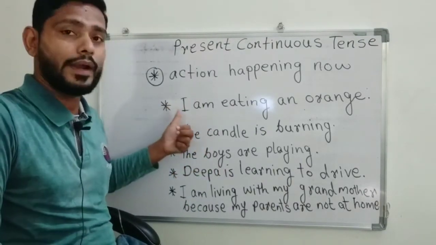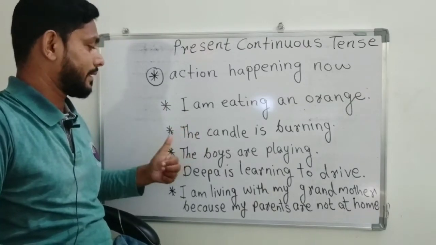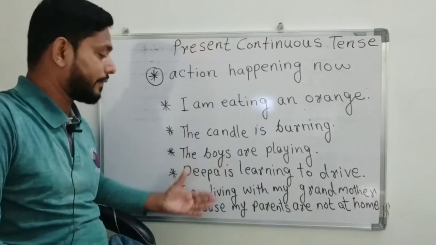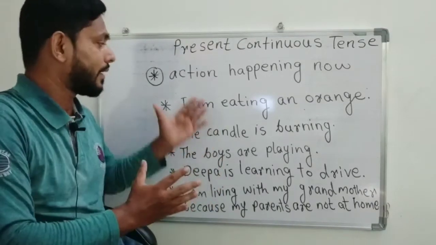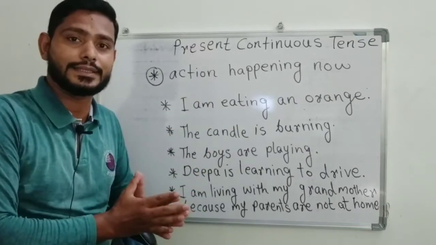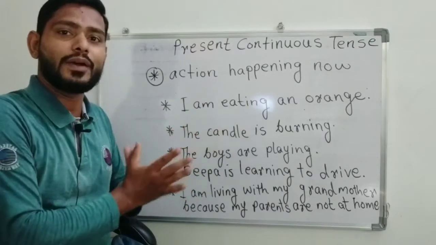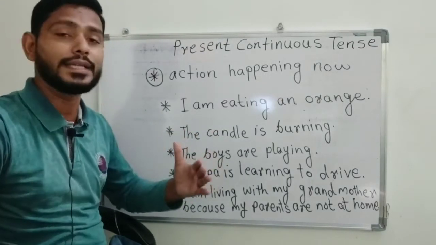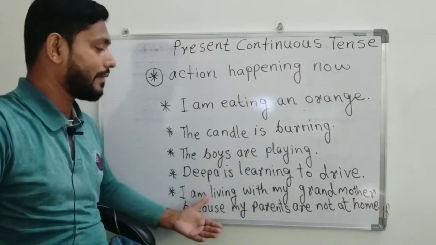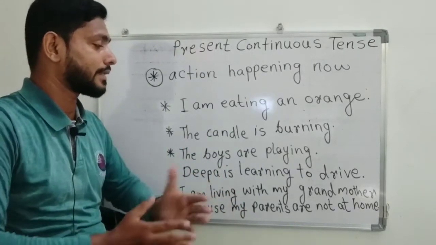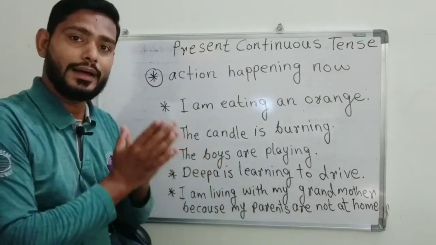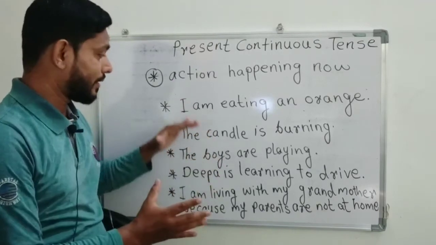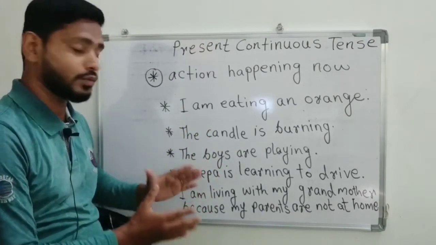I am eating an orange. The candle is burning. The boys are playing. So the fourth sentence and the fifth sentence are a little bit different from the first, second and third sentences. Can you find out what the difference is? See, the fourth sentence here is: Diba is learning to drive. I am living with my grandmother because my parents are not at home. I want to say one difference between the first three sentences and the last two sentences.